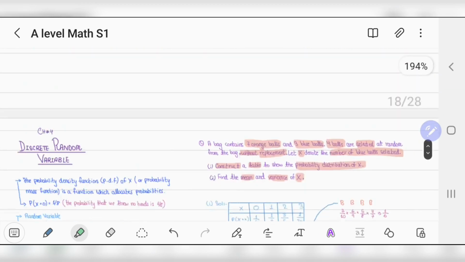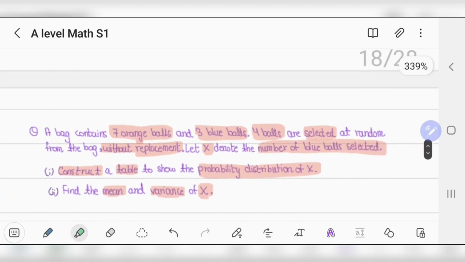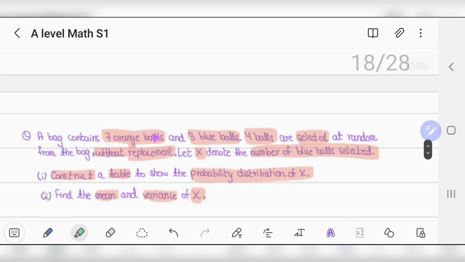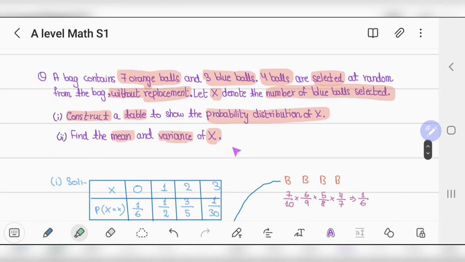Okay, now let's move on. A bag contains 7 orange balls and 3 blue balls. 4 balls are selected at random from the bag without replacement. Let X denote the number of blue balls selected. Construct a table to show the probability distribution of X. So we are focusing on blue balls, but there are only 3 of them, and 4 balls are selected at random. So we're going to make the probability distribution for the number of blue balls selected.